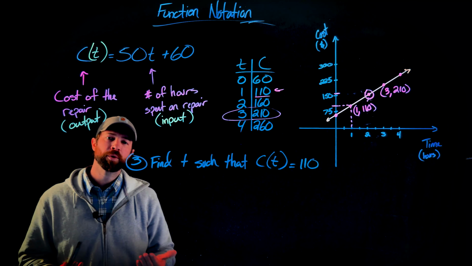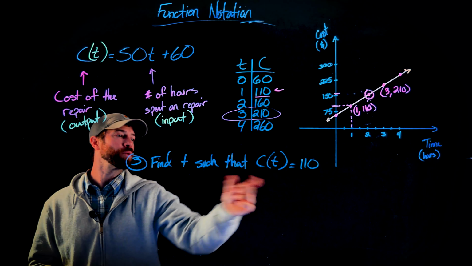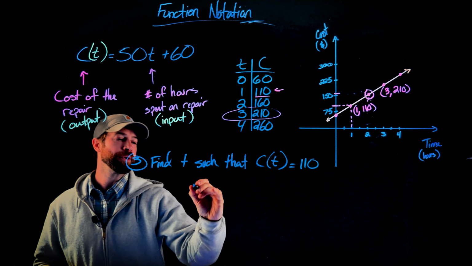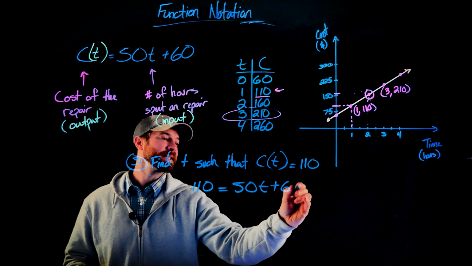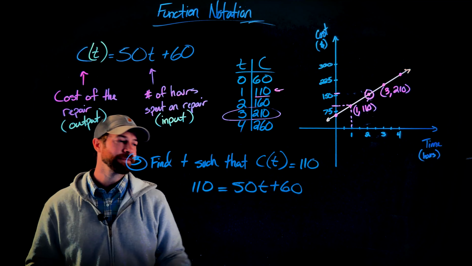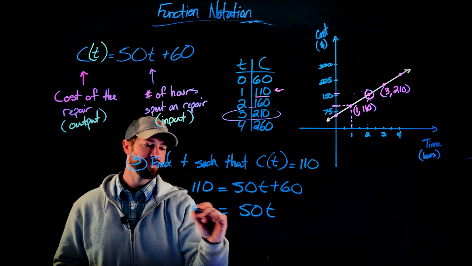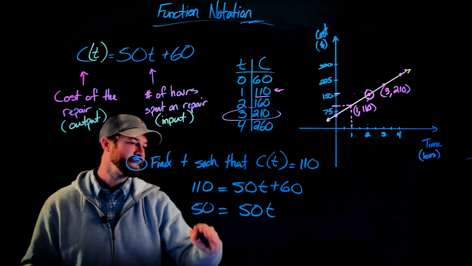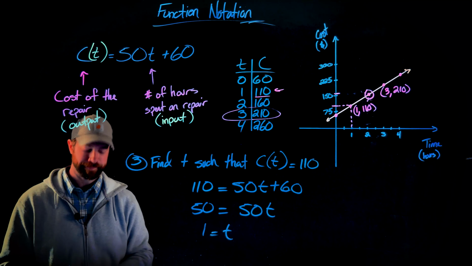Finally, the most common way that you'll solve a question like this is simply set your equation equal to this value, this output: 110 equals 50t plus 60. We're simply going to solve this for t by subtracting 60 from both sides to get 50 equals 50t, divide by 50 to get that t equals 1.